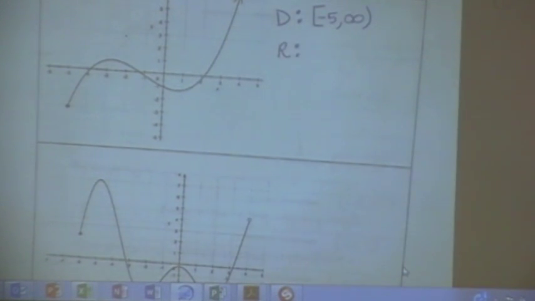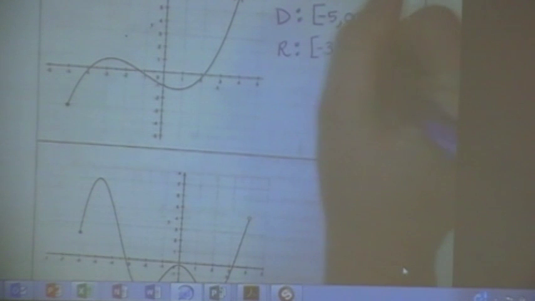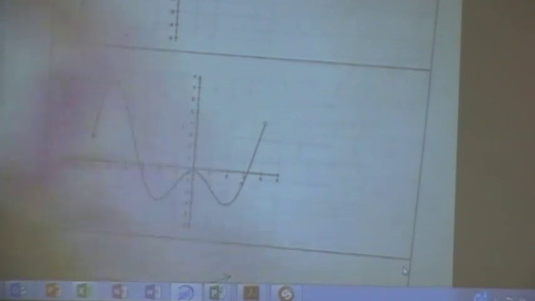For range, you always ask yourself how far down first, because you've got to make sure you get the smallest numbers first. So how far down? -3, bracket, because it's a solid dot. How far up? Infinity. And that's it. Easy enough.